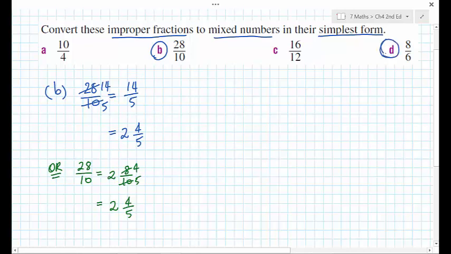So let's have a look at D here. Okay, and let's have a look at D and see how that works. 8 over 6. So again, I simplify it first. So 2 goes into that 4 times and into that 3 times. So I have 4 over 3.